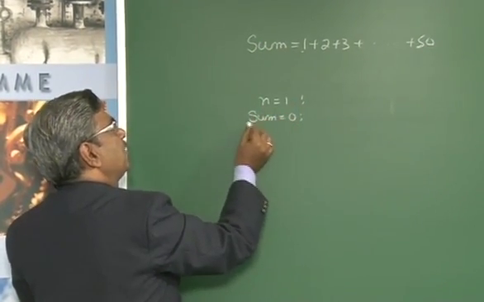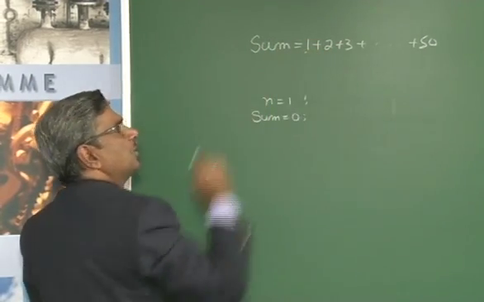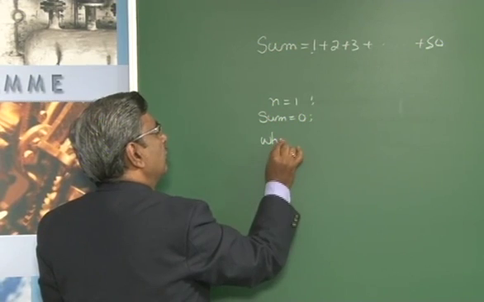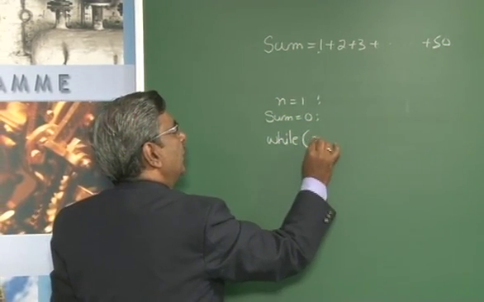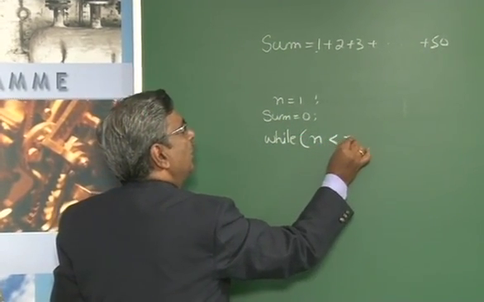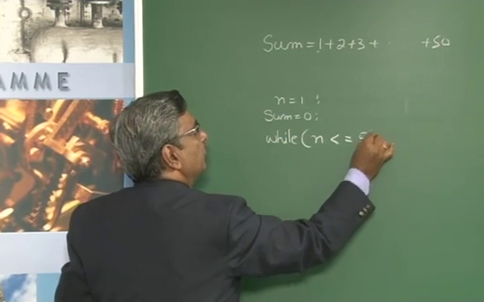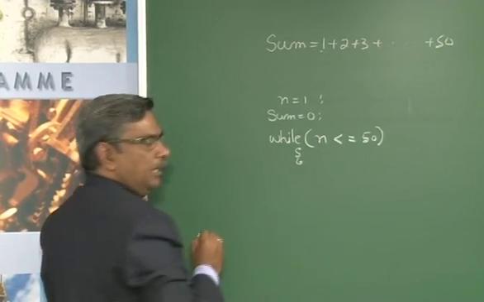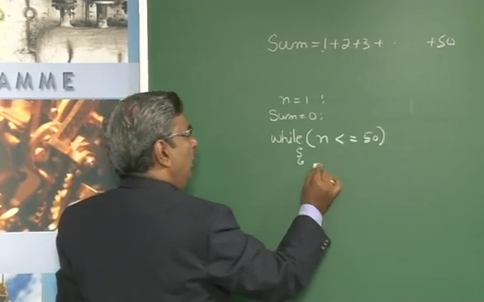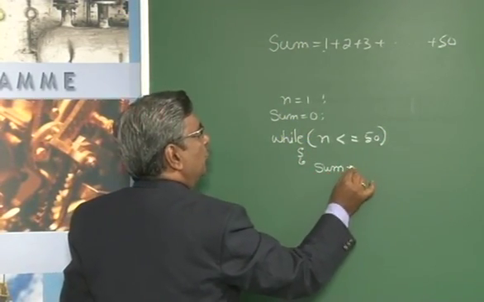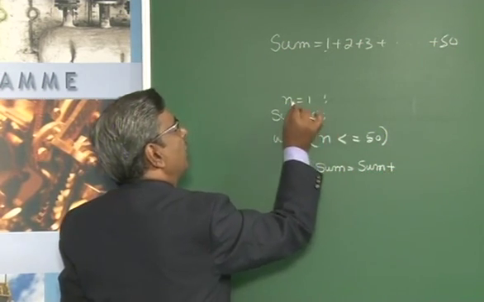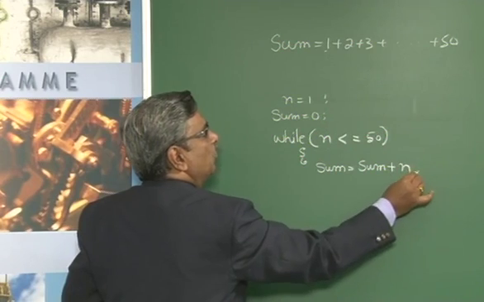This is the sum variable, which keeps track of the summation of all these values. I will put a condition: while n less than or equal to 50. No semicolon here, remember this point. Put begin. The new value of sum is equal to the old value of sum plus whatever the value of n is at that moment.